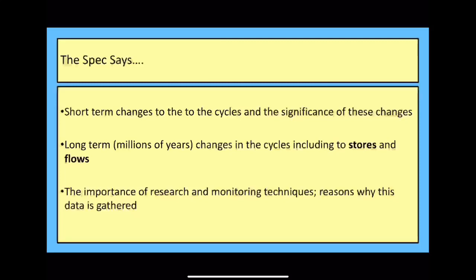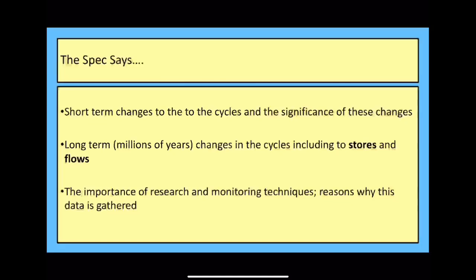So specification wise, we've got short-term changes to the carbon cycles and the significance of these changes, long-term changes to the stores and flows, and then we'll also look at how these changes can be monitored and we can research these changes over time. So something to be aware of in terms of wording here is the term significance. So a very straightforward question you could be asked is to examine the significance of these changes, and that would ask you to be evaluative about how major those changes are.